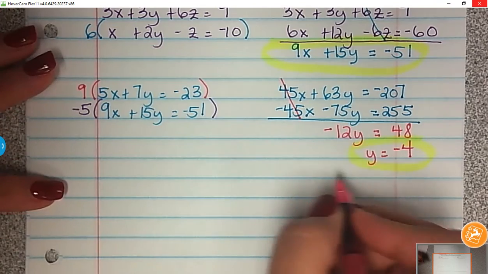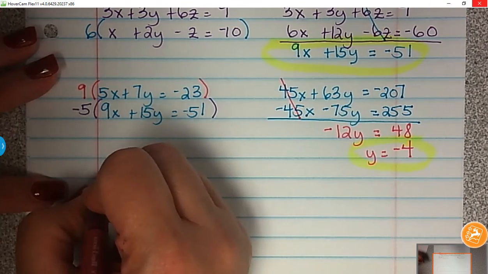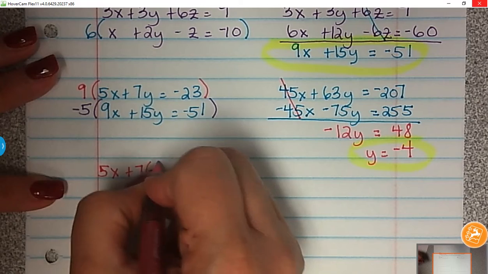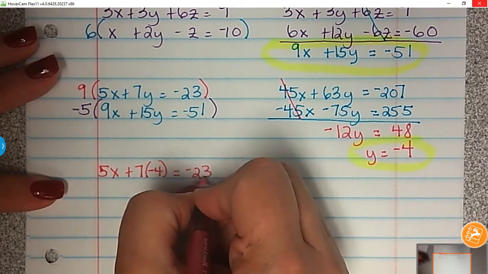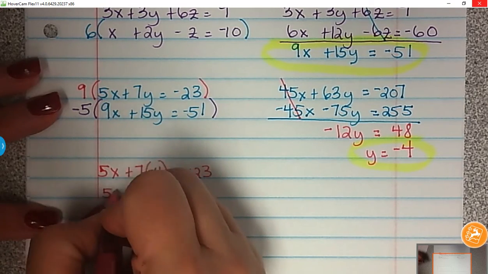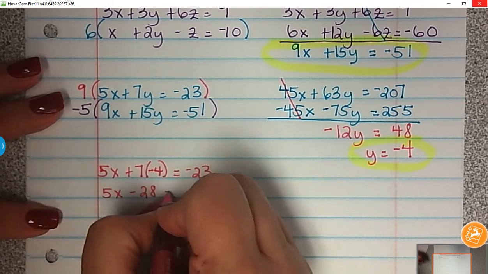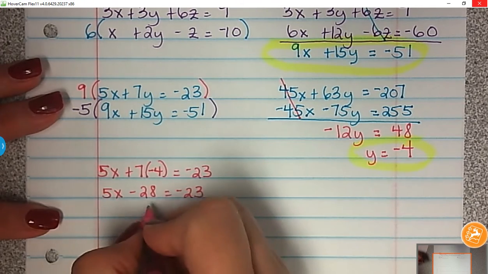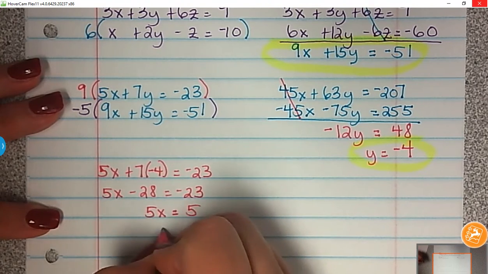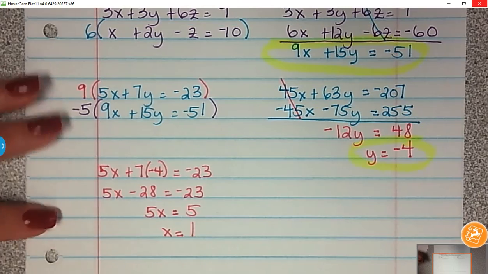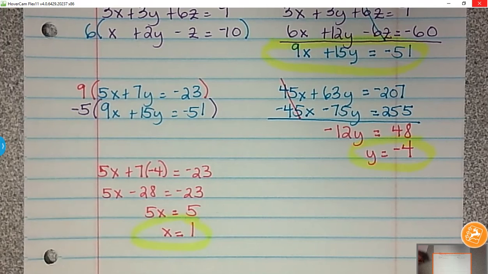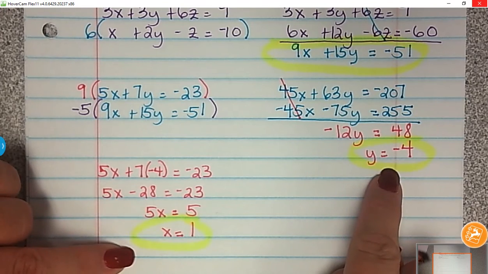And I work better with smaller numbers in my head. So 5x plus 7 times negative 4 equals negative 23. All I did was take out the y and put a negative 4 in its place. So 5x minus 28 equals negative 23. Add my 28 to both sides, and 5x equals 5. That means x is 1. And now, I've got x and y. All I need is z.